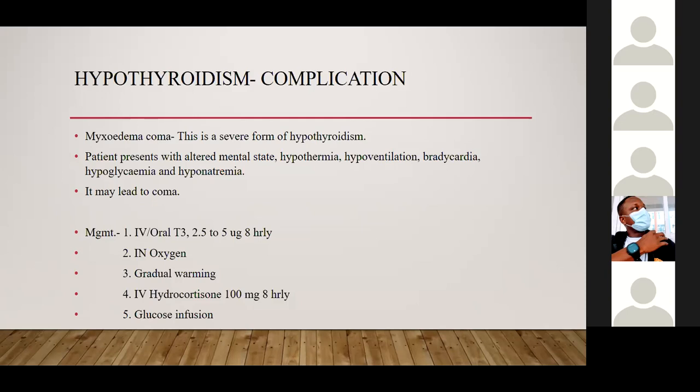Okay, so most of the time we'll give IV because it's an emergency. If we are managing on an outpatient basis where it's not an emergency, you put your patient on oral levothyroxine. But in this case, we are going to give IV T3. T3 is the most active form. Usually T4 has to be converted to T3 for it to be able to work. But we don't have time to waste in an emergency setting, so we'll give IV T3 straight away. We are giving about 2.5 to 5 micrograms every 8 hours.